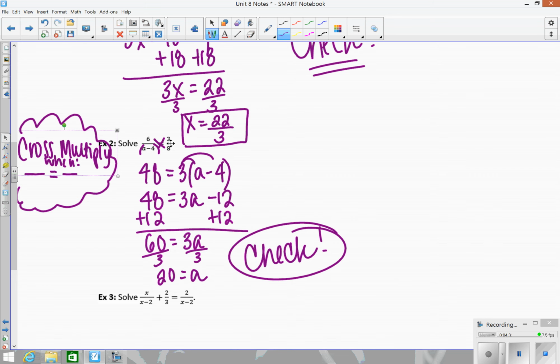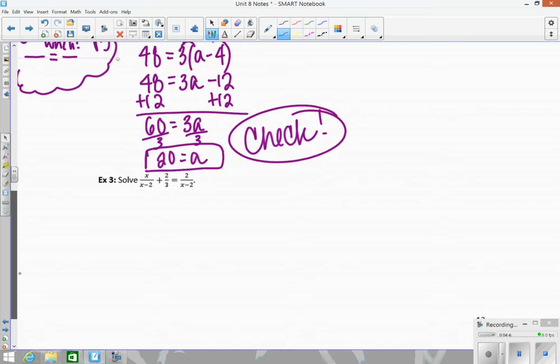And basically by plugging in 20 for a, I would create an equivalent fraction, so it checks and it works, so that means a equals 20 is my answer. So let's look at some other examples.